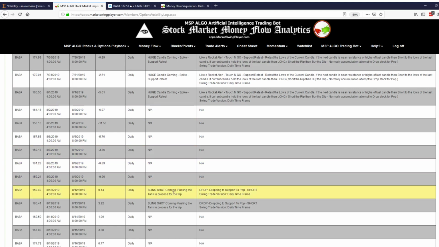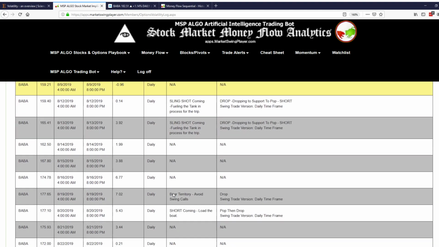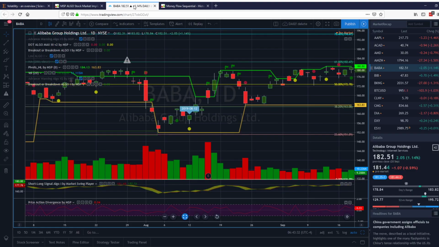Slingshot coming. Blow this up. Slingshot coming, fueling the tank in process for the trip. So it says what's currently going on right now is price is dropping to support to pop. So that means that this is on the 12th, so let's see what happened on the 13th.